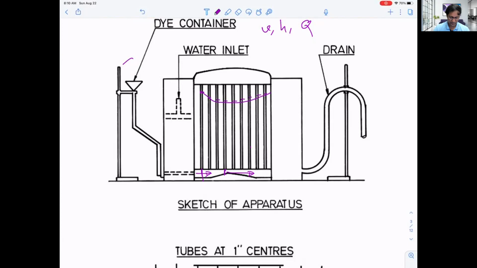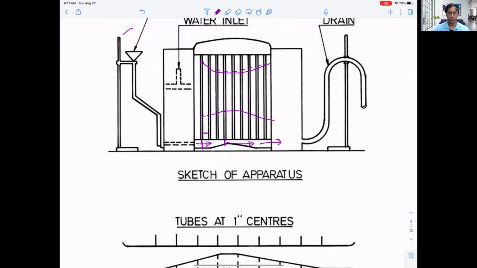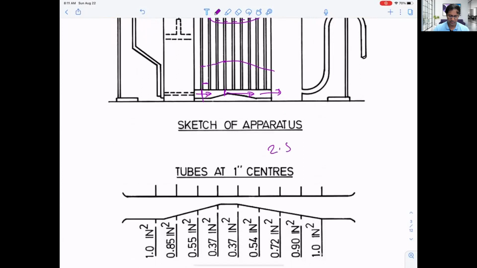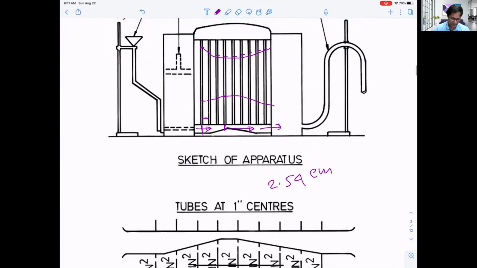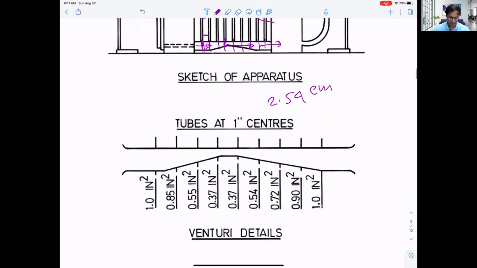And if you plot the velocity, see, velocity is here, for example, and velocity will increase, and when the section is minimum, it will be maximum, and then it will decrease as the cross-sectional area increases. These tubes are located at 1 inch, center to center. The distances are given here, 1 inch, which is equal to 2.54 centimeters. And at every section where the piezometer is inserted, we have the cross-sectional area.